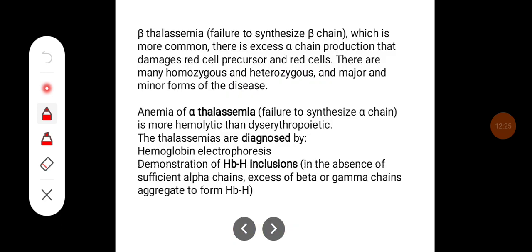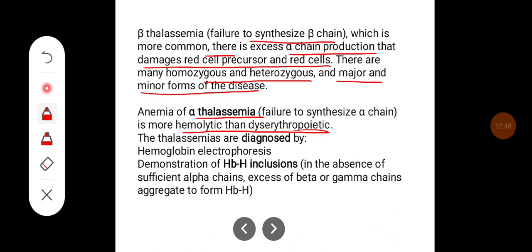Beta thalassemia is a failure to synthesize beta chain, which is more common. There is excess of alpha chain production that damages the red cell precursors and red cells. So there are many homozygous and heterozygous and major and minor forms of this disease. Anemia of alpha thalassemia is more hemolytic than dyserythropoietic.